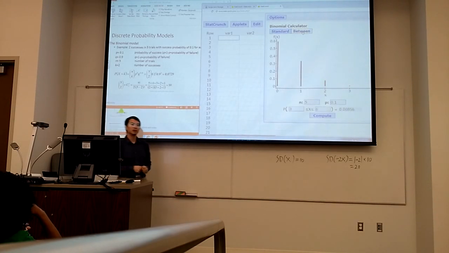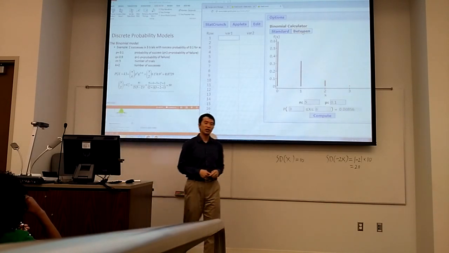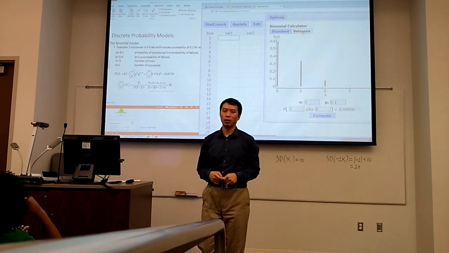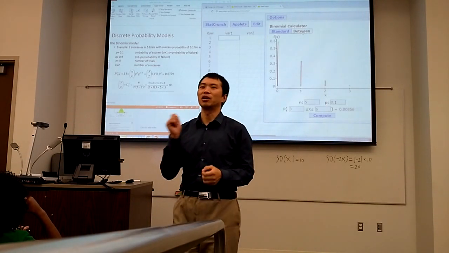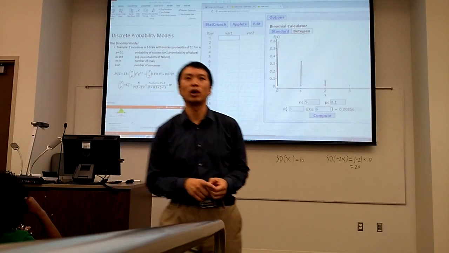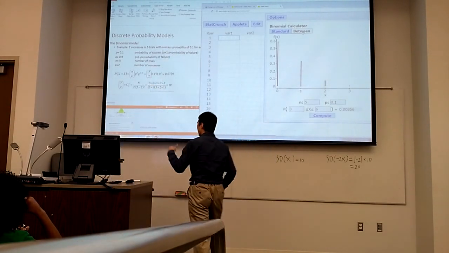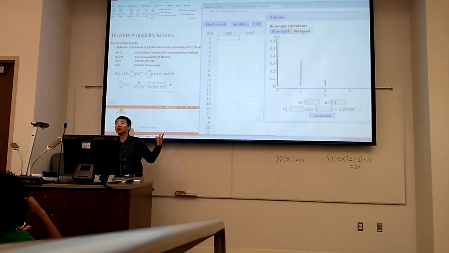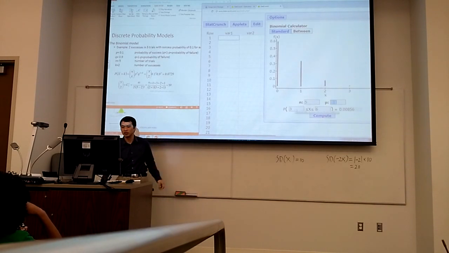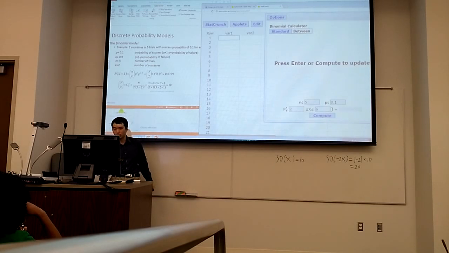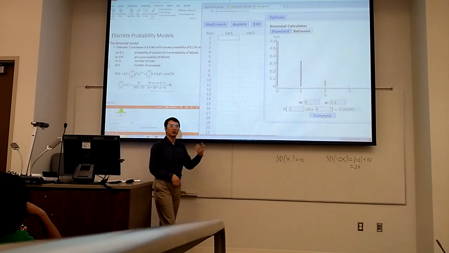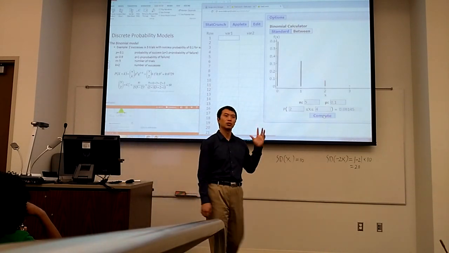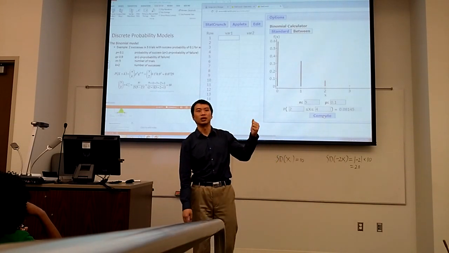And that's between. What if I'm interested in the probability that the number of successes is between 2 and 4? That's when we use this between. Still, we don't change those two parameters, N and P, but we change this one to 2 and 4. We are interested in 2 successes, 3 successes, and 4 successes. That's when we use the between.